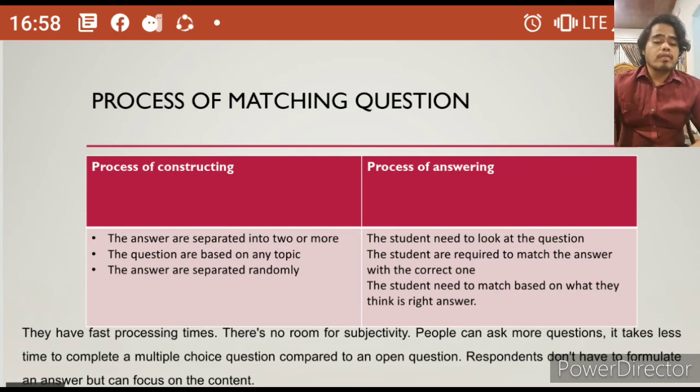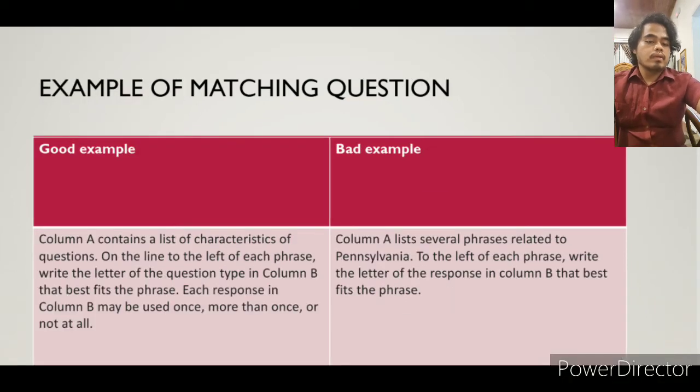So the review for this matching question is that it has a fast processing time. There's no room for subjectivity. So people can ask more questions. It takes less time to complete a multiple choice question compared to an open question. You don't have to formulate an answer, but can focus on the content. So these are examples of matching questions.